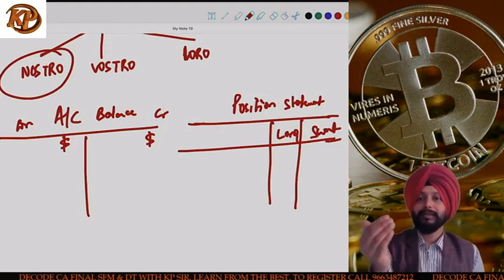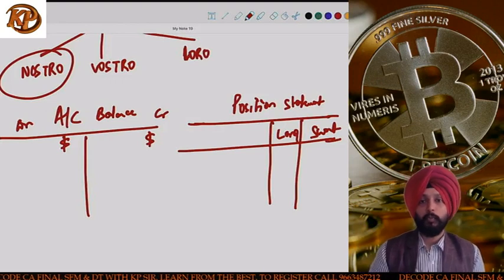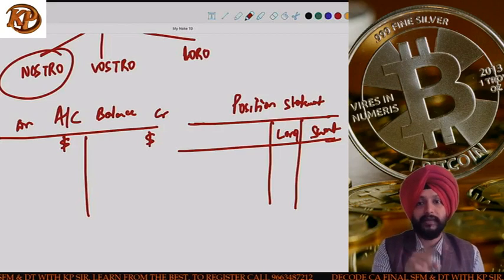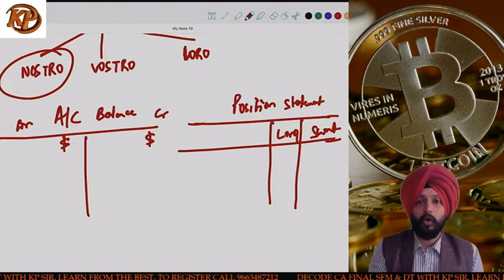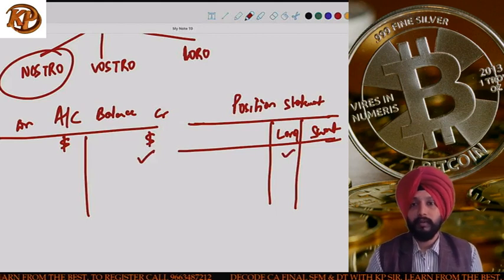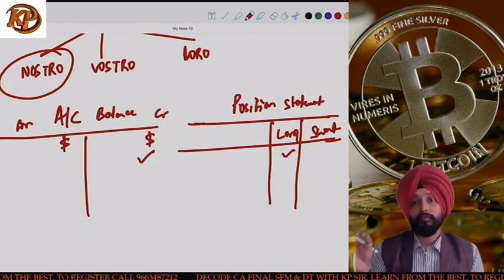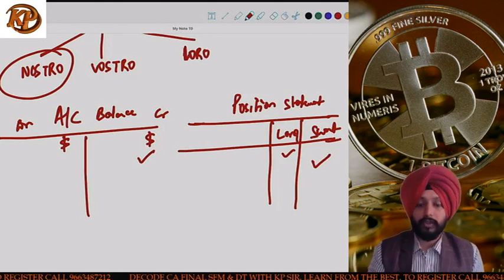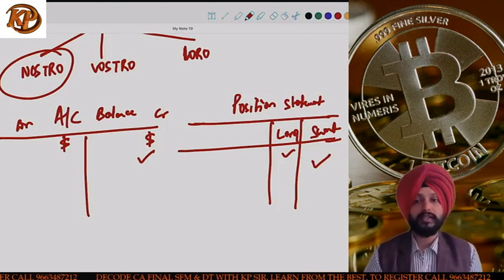Spot market dollar purchased. If spot market dollar purchase means real inflow is happening. Spot market dollar purchase means credit will happen, and purchase means long. So long will also happen. Credit and long will happen. Sold dollar forward. Sold means short. Forward means no real cash inflow or outflow has happened. So no, account balance will not be impacted.